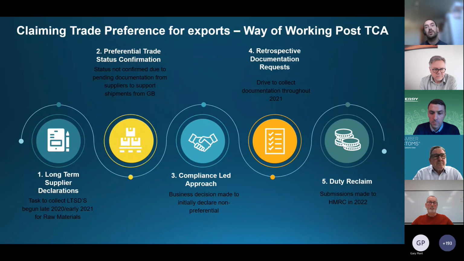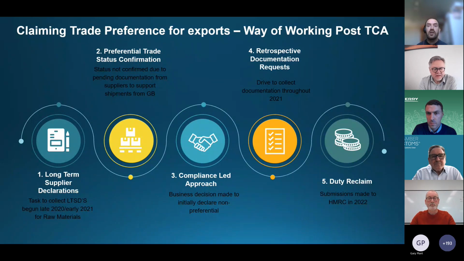They weren't non-preferential because we knew they were non-preferential, although that was the case in some products, but generally we were just pending documents. So we would have declared them as non-preferential until we had documents to guarantee otherwise. So it really was a business decision to go for compliance, really, rather than guesswork to an extent.